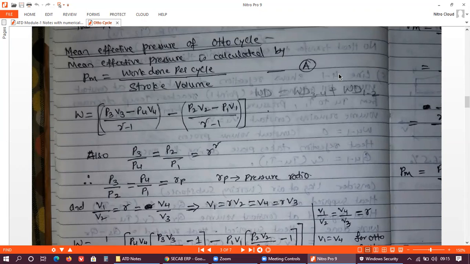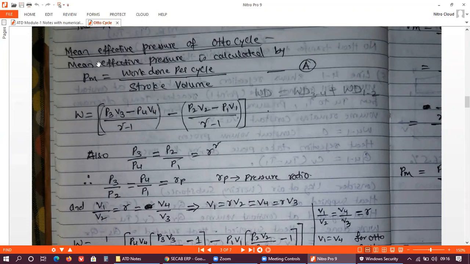Along with that, we have also discussed the air standard efficiency of the Otto cycle, right? That part also we have discussed. See, I can't repeat it every time, because the final expressions which we utilized in previous classes, I am going to directly implement over here, right?